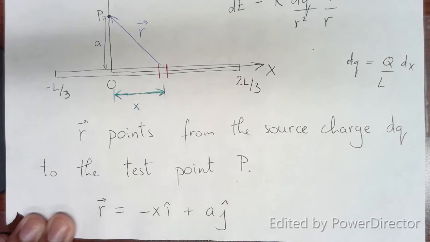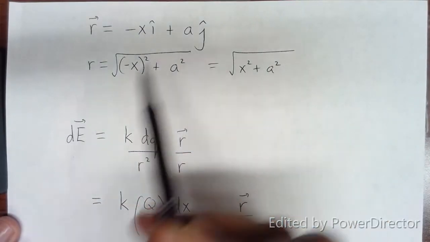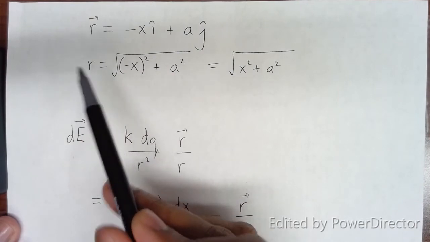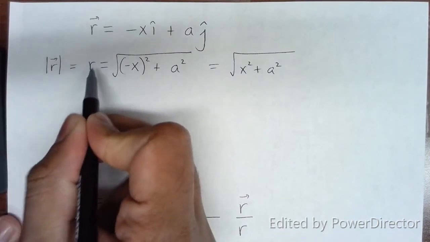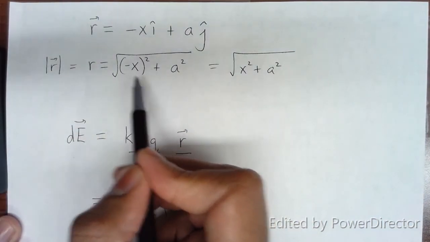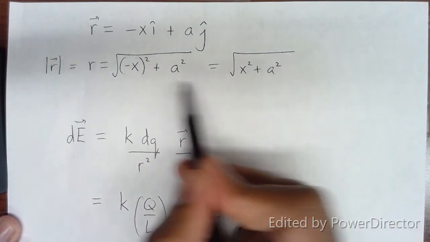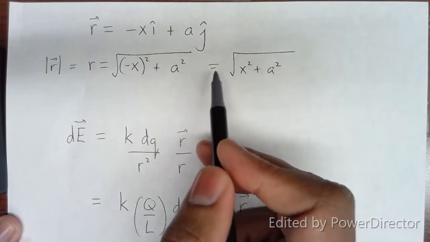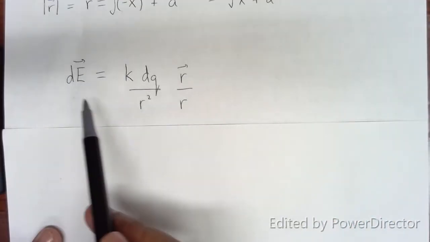This is r vector. Continuing, r vector is equal to minus x i hat plus a j hat, and therefore the magnitude of that vector, which we denote as just r without an arrow on top, is equal to the square root of minus x squared plus a squared, which is the square root of x squared plus a squared, because the minus sign goes away when squaring. We return to the point charge formula that we're trying to apply.